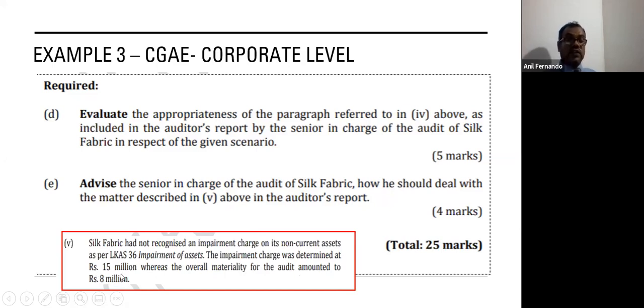So therefore, you need to advise your senior member how we should deal with the matter described in it. So is that adequate, or should it have been considered some other aspect, procedures, or any aspects of risk mitigation? So these things can be discussed, but again, pay attention to marks allocated.